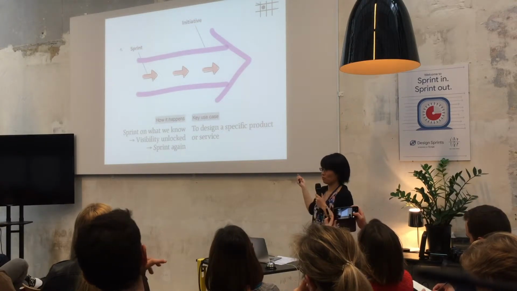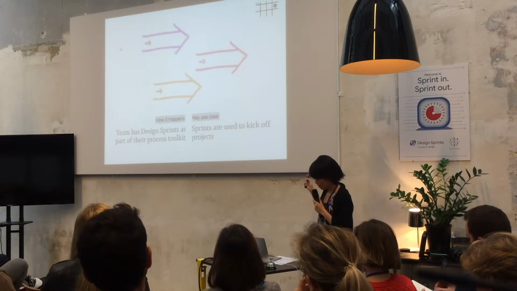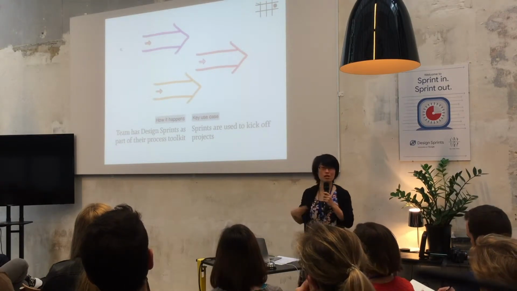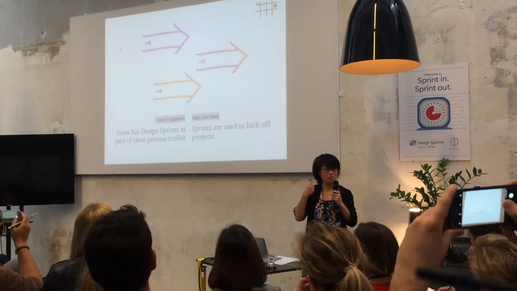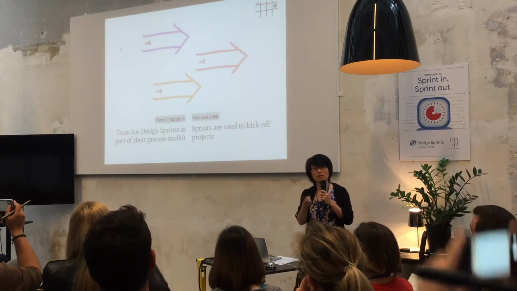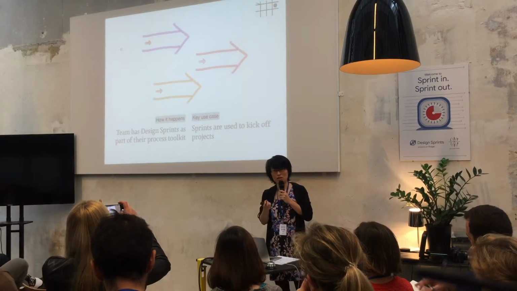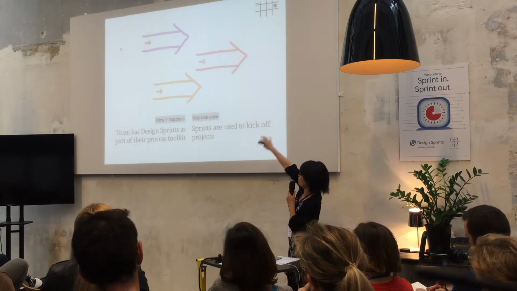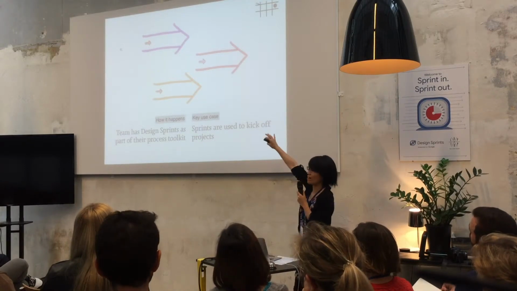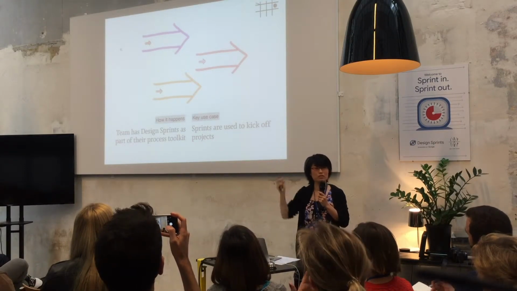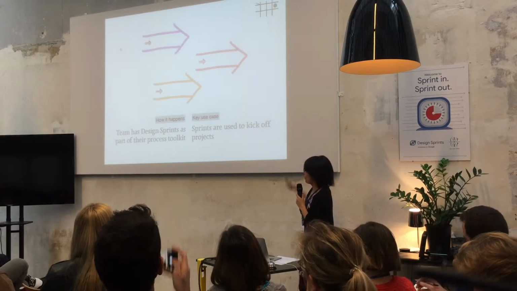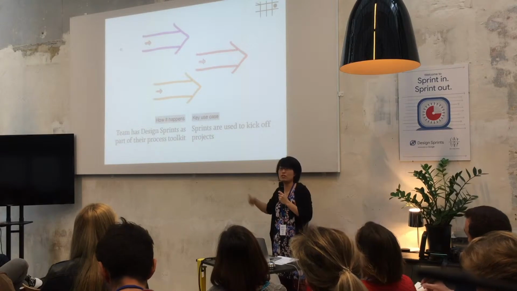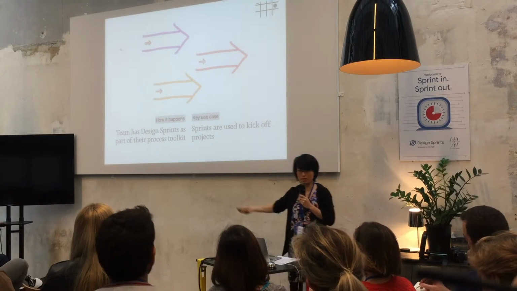Yeah, so that's the first type. I think there's another type where a team has design sprints as part of their process toolkit. And so the capacity to run a design sprint is embedded in the team. This team is doing multiple projects, which is why you see three big arrows, probably around the same topic but different projects. And I think they're usually used to kick off projects. So you do a design sprint to launch your project.